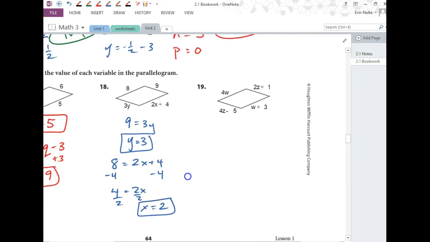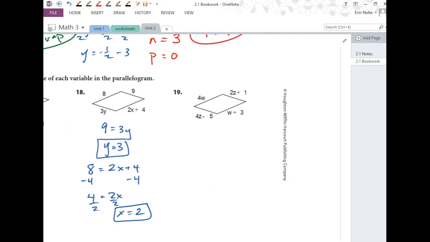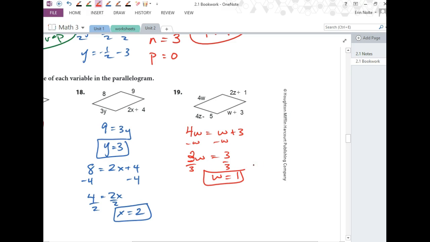Okay, last one. Ooh, this is the hardest one. So what two sides can we set equal to each other? 4w is equal to w plus 3. So how would I solve that one? Algebraically. So first I would subtract w, so it's 4w minus the w, 3w. And then divide by 3. So w is 1. Okay, then we set the other two sides equal to each other.